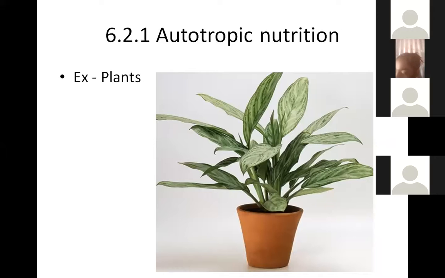See, the process of making food by themselves in the presence of sunlight and chlorophyll is called photosynthesis. Okay, in the presence of sunlight and water, and carbon dioxide, in the presence of these three, they make food, and that food is nothing but glucose or sugar, and they give out oxygen. Okay, so today we'll see one more video in detail on what exactly is the process in plants.